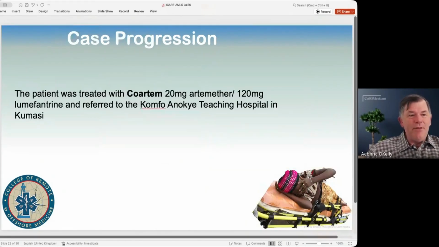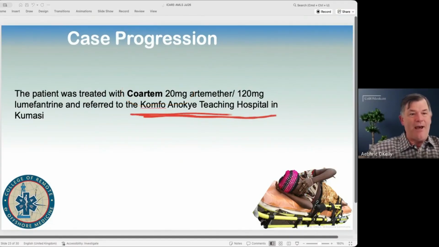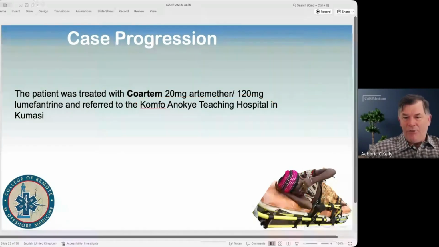So we give this lady Coartem because she can swallow. And we're going to refer her down. She's an 8-hour drive to CAF. I've been to that hospital as well. It's gigantic, in Kumasi, and she'll get definitive treatment for malaria.